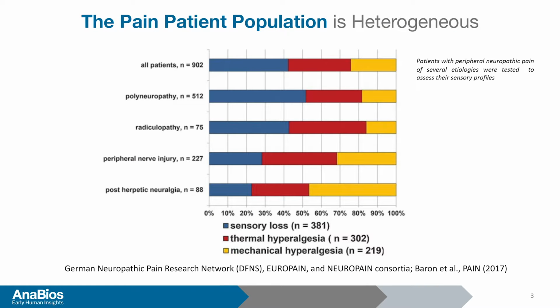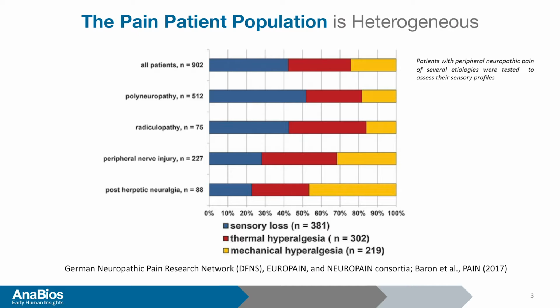In this study, for example, different groups of pain patients affected by polyneuropathy, radiculopathy, peripheral nerve injury, or post-herpetic neuralgia were profiled using quantitative sensory testing. And as you can see, there are clear differences across the different patient populations, but also within each group of patients, within each specific etiology, there are differences in sensory loss, thermal hyperalgesia, and mechanical hyperalgesia.